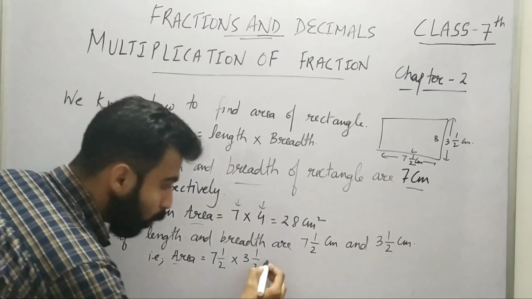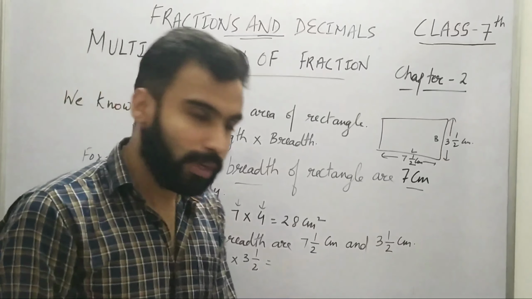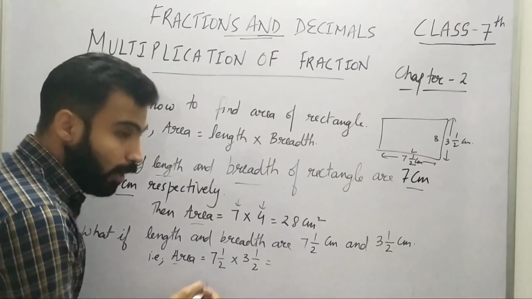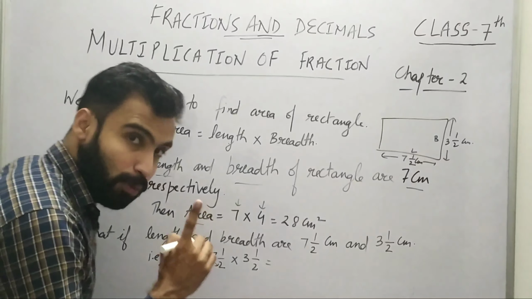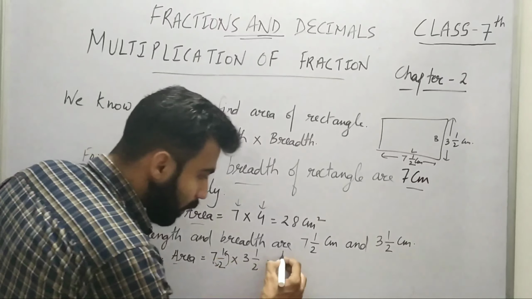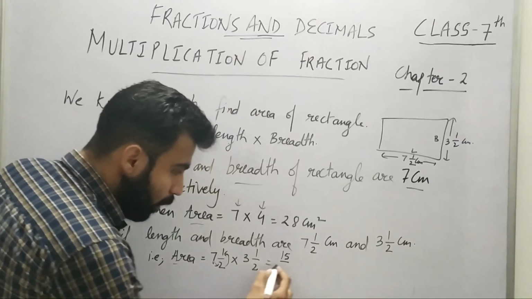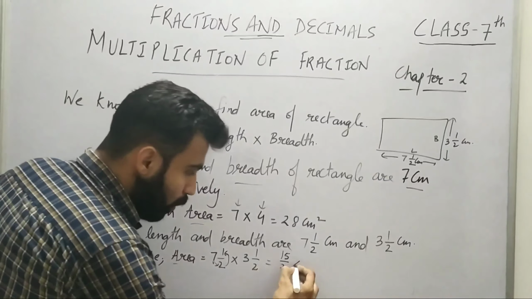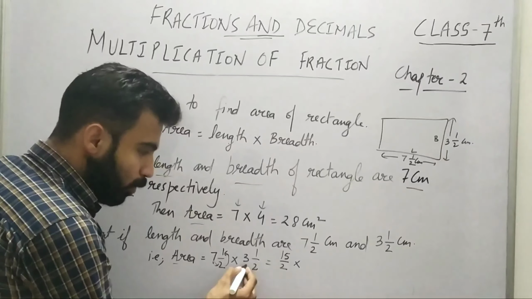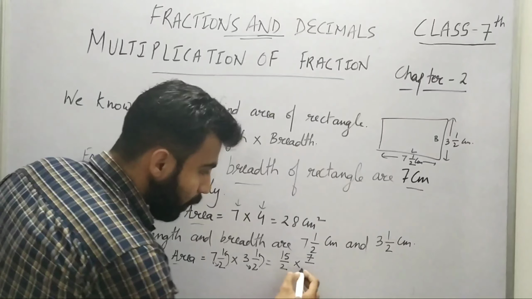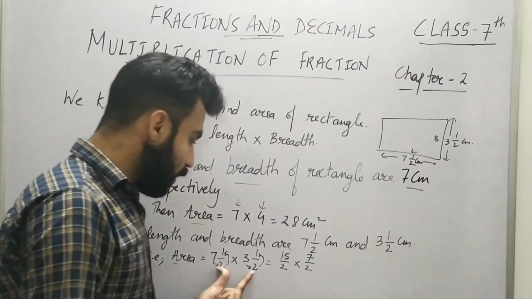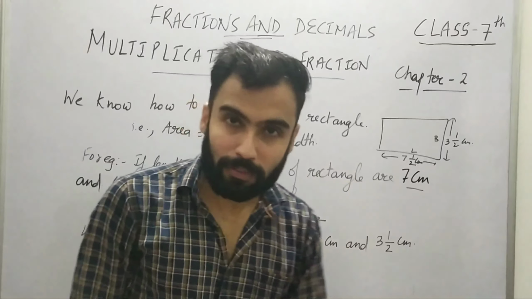So now how to multiply mixed fractions, right? Let me first convert them into improper fractions. So 7 into 2 is 14, 14 plus 1 will get you 15 upon the same denominator, that is 2. Then 3 into 2 is 6, 6 plus 1, that is 7 upon 2, right? Now we have converted the mixed fractions into improper fractions.